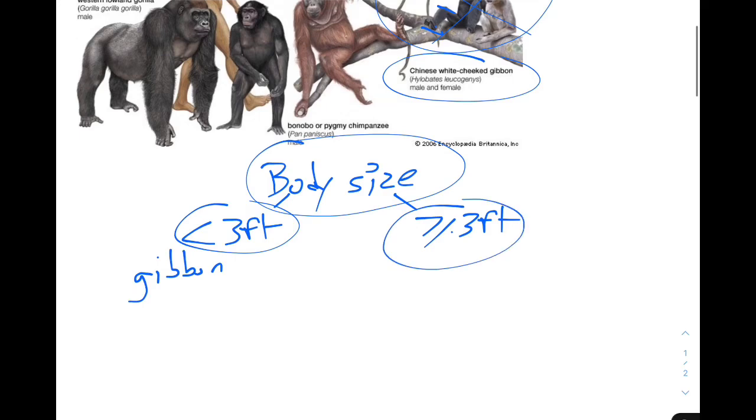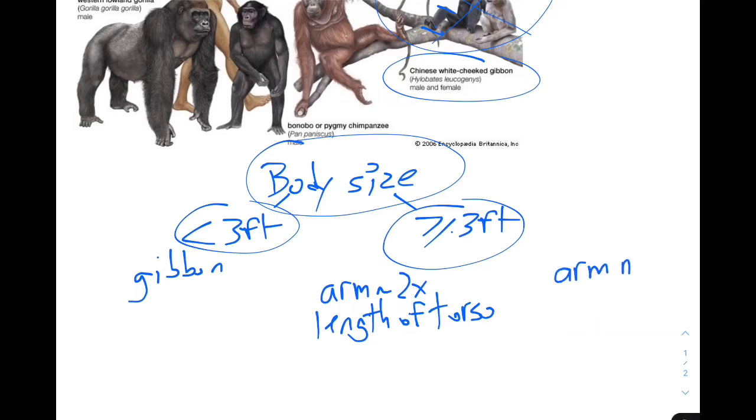So for the ones that are greater than or equal to 3 feet in height, from head to toe, we're going to ask another question. And that question is going to be, is the arm about 2 times the length of the torso? And if yes, or if no, so maybe I won't just say not, I'll just say less than.